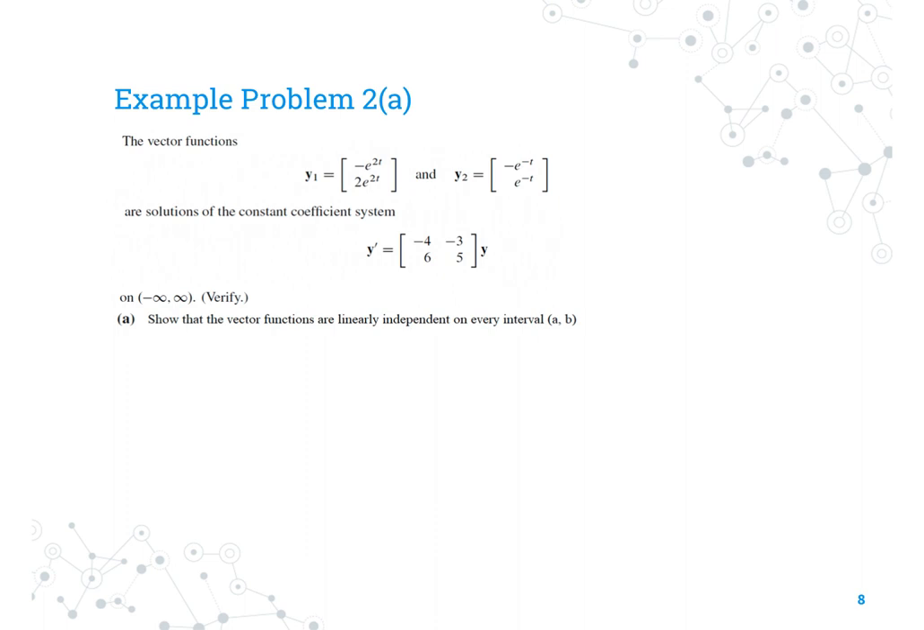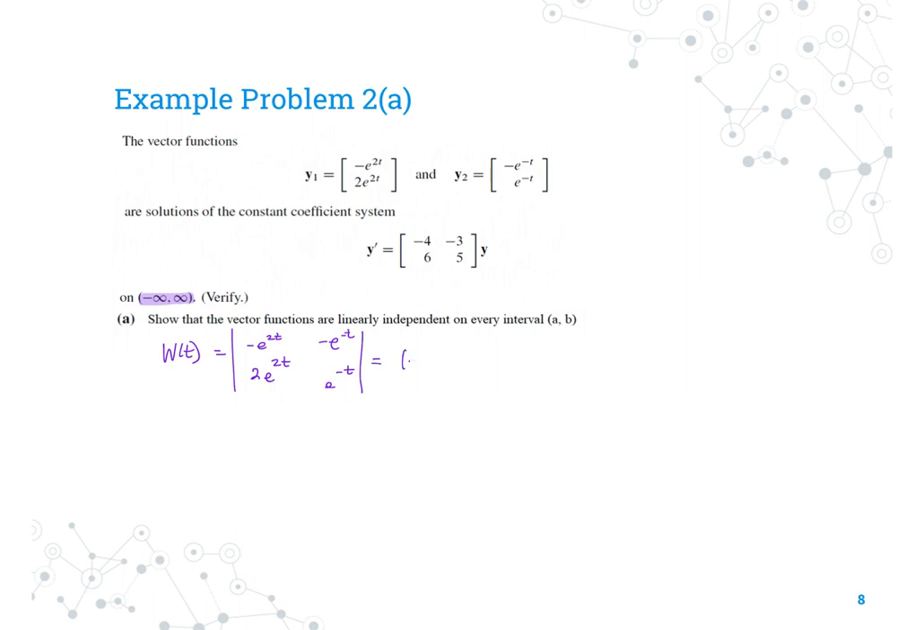So what that means is if we were to take the Wronskian W(t), in our first column we would have y1, which is -e^(2t) and 2e^(2t), and in our second column we'd have y2, which is -e^(-t) and e^(-t). If they're linearly independent, then we should find that our Wronskian is non-zero for all values. We were told they should be solutions from negative infinity to infinity, so let's see if that's in fact the case.